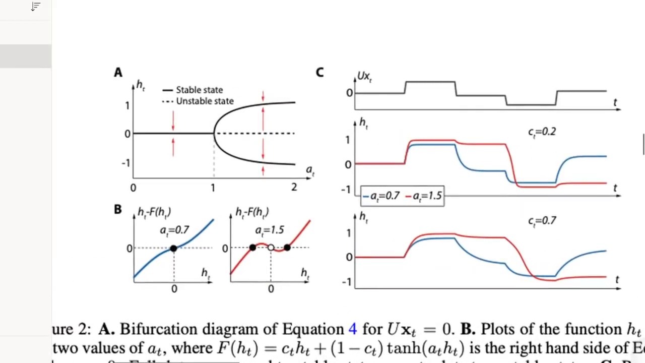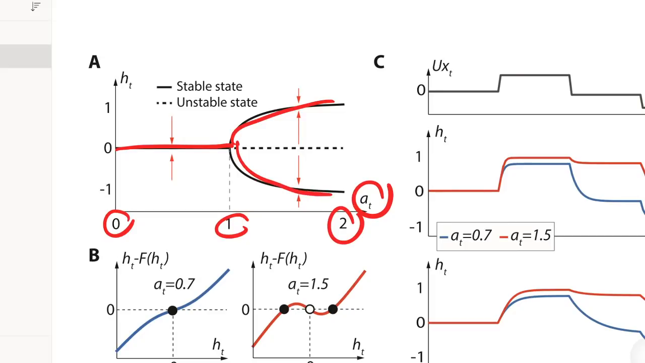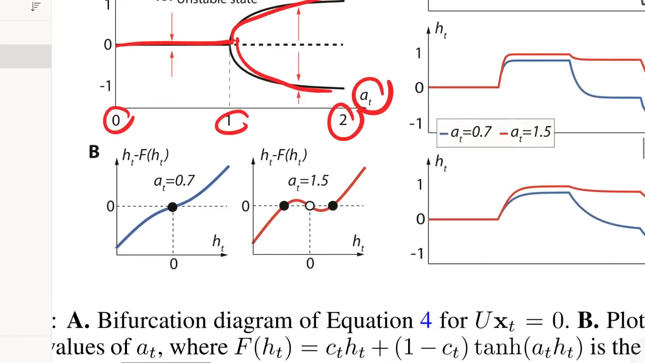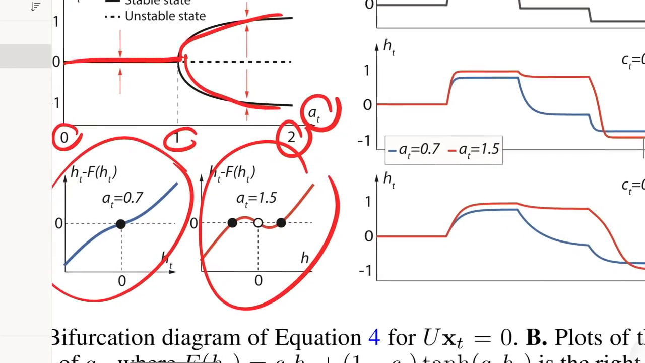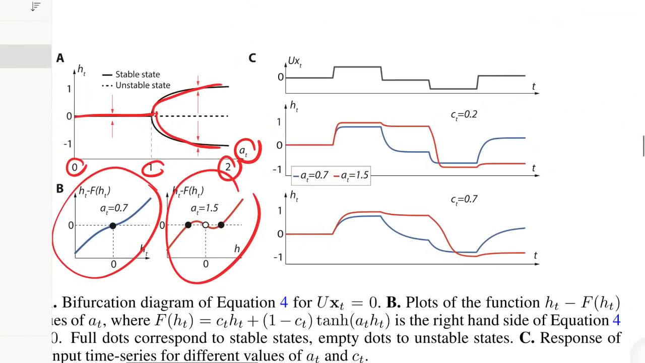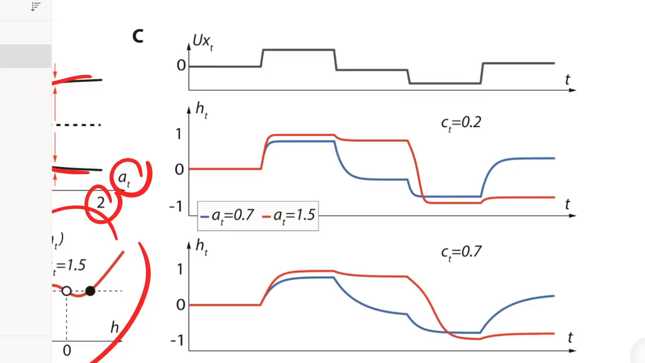So here is a schematic drawing of this. If this A is between 0 and 1, again, you have this stable state that's at 0. But if it's between 1 and 2, you have two stable states at two non-zero points. We already saw this, but now this is for, I believe, this recurrent cell, this bimodal recurrent cell, not for the neuron itself.